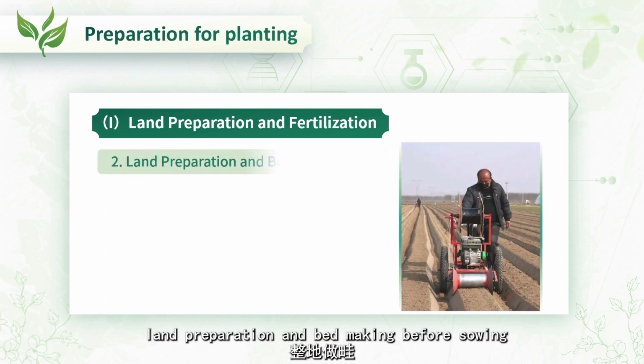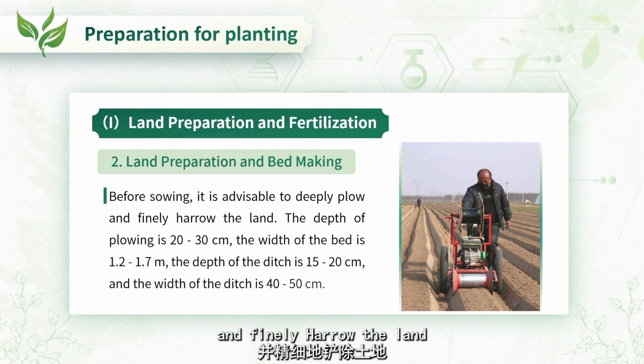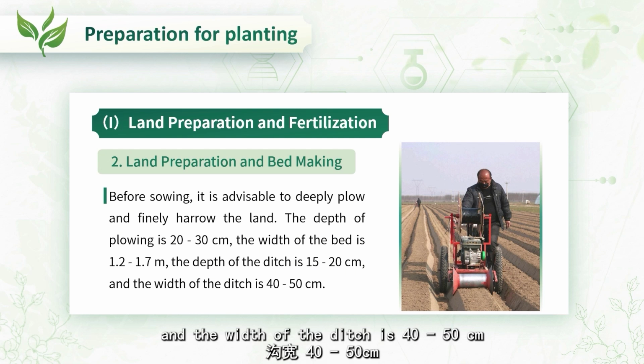Land preparation and fertilization. 2. Land preparation and bed making before sowing. It is advisable to deeply plow and finely harrow the land. The depth of plowing is 20-30 cm. The width of the bed is 1.2-1.7 m. The depth of the ditch is 15-20 cm, and the width of the ditch is 40-50 cm.